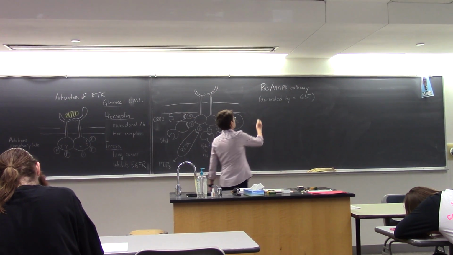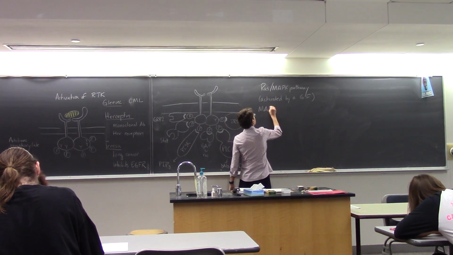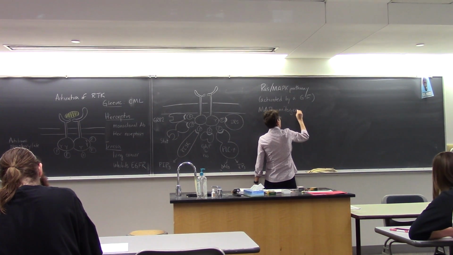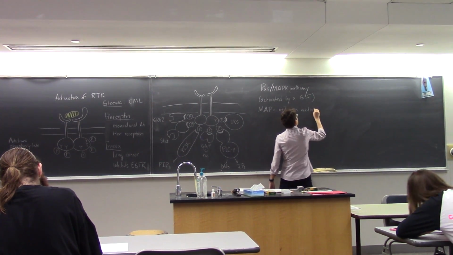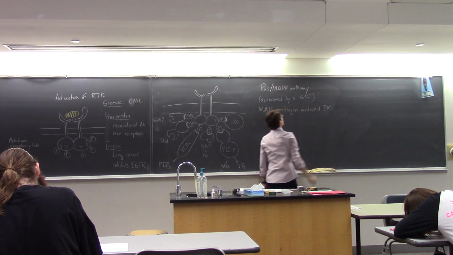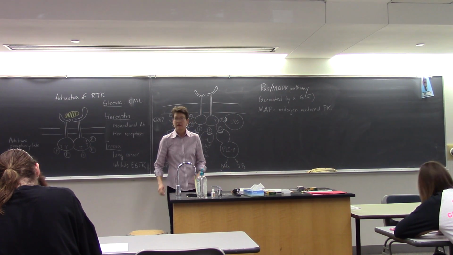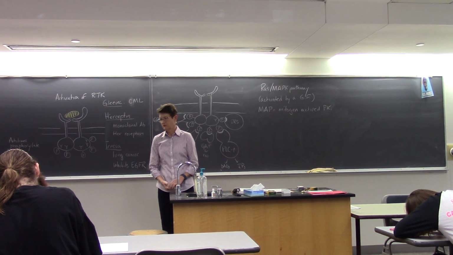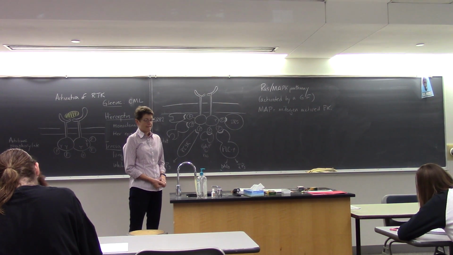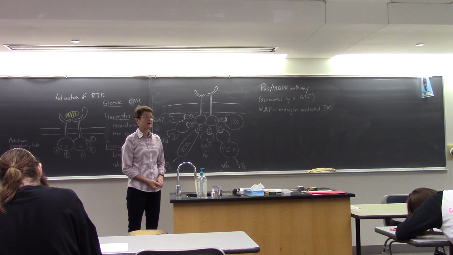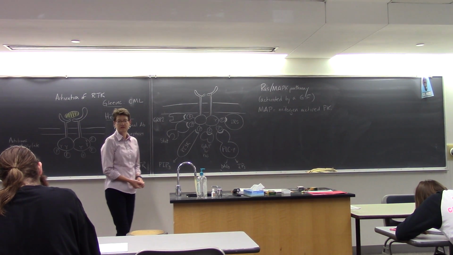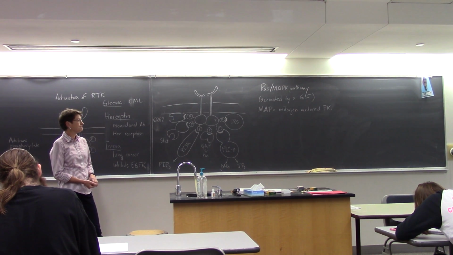Okay, so MAP stands for mitogen activated protein kinase. Okay, so the mitogen is something that stimulates mitosis. The mitogen in this case is the growth factor. So the growth factor tells the cell to divide.